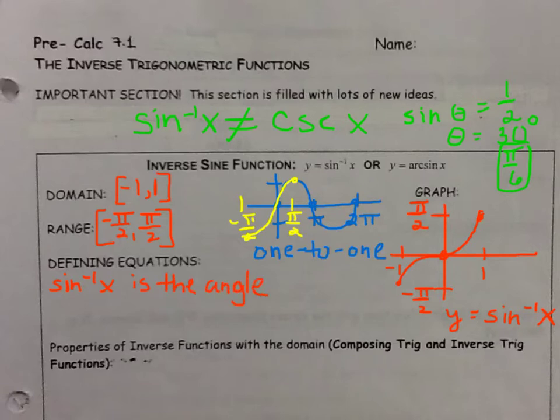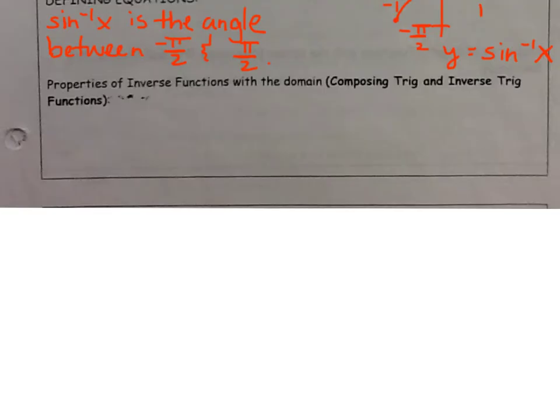Okay, so your answer is an angle between negative pi over 2 and pi over 2. So your answer should be an angle and only between those two values. Okay, basic properties of inverse functions. In other words, composing trig and inverse functions together.